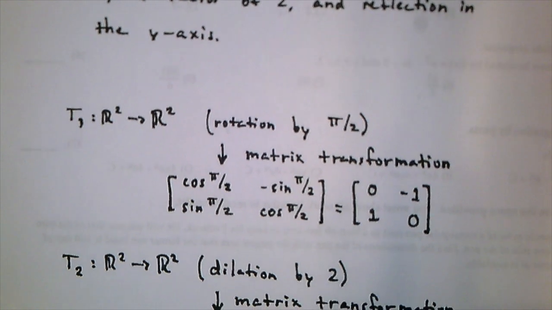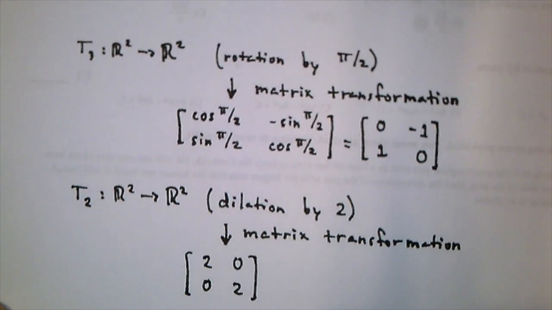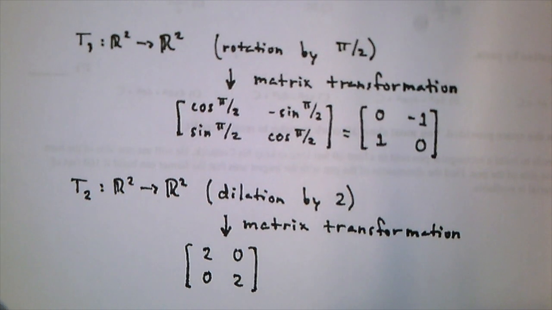Next we come to the dilation. I'll call that one T2. We saw dilations before as well. They're also matrix transformations. And we had a kind of formula matrix where we can just plug in our factor of 2 on the diagonal.